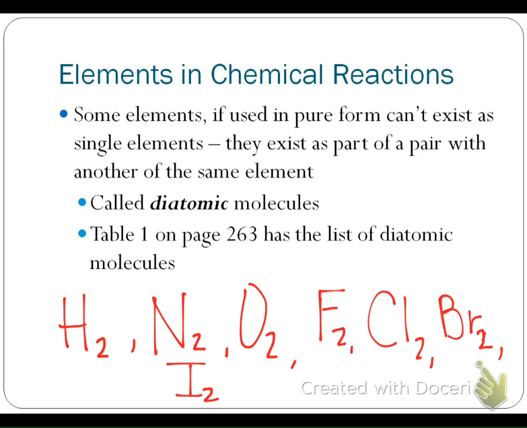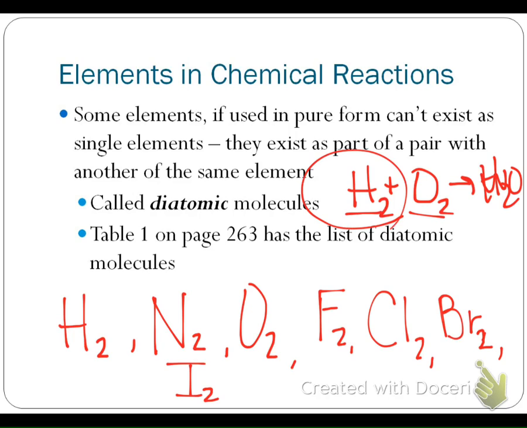What these diatomics mean is that if I say a reaction has taken place with oxygen and hydrogen, we can't just write H plus O equals water, or H2O, okay? These cannot exist in single elemental form. They've got to exist as a pair. So it has to be H2 plus O2, and then we'd work to get our product there. Okay, does that make sense?